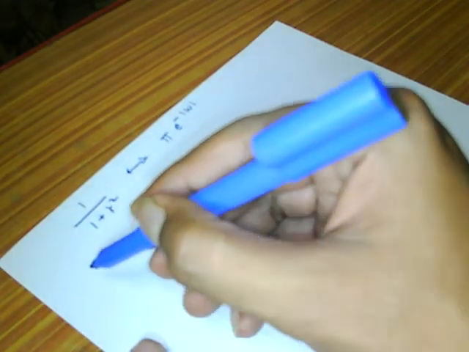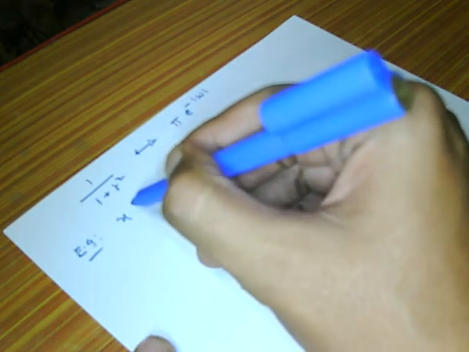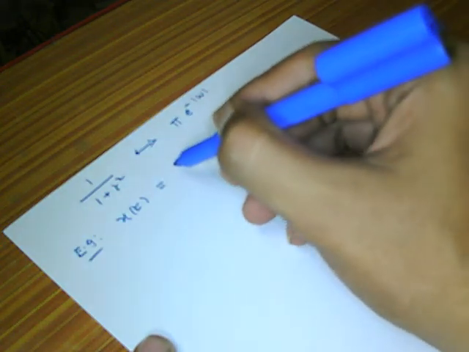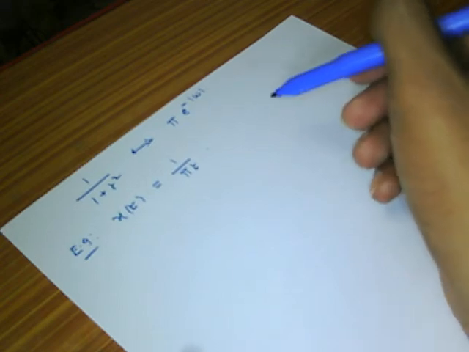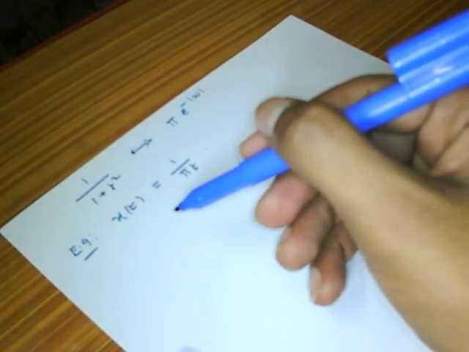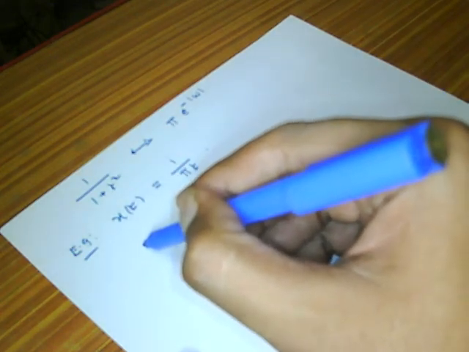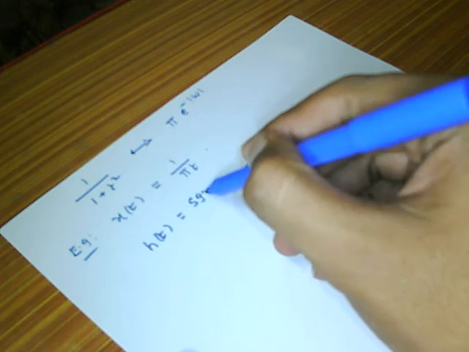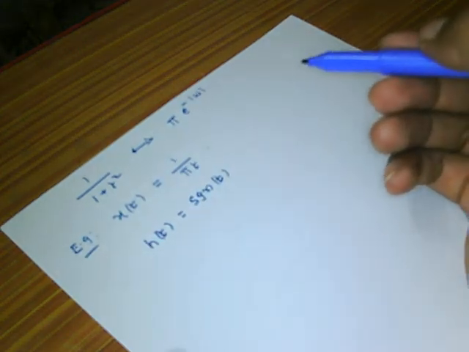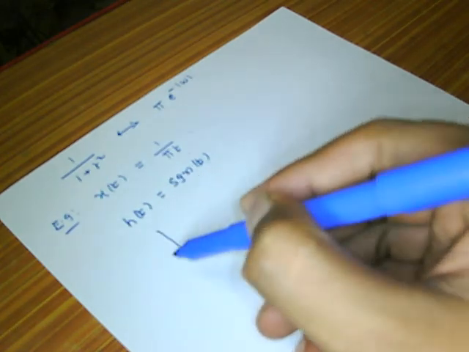Okay, so now let us take another example like x of t equal to 1 by pi t. Okay, so before we start finding the Fourier transform of 1 by pi t, let us find the Fourier transform of, let us say, h of t is equal to signum of t. So why should we know the Fourier transform of signum of t? You will know in a moment.